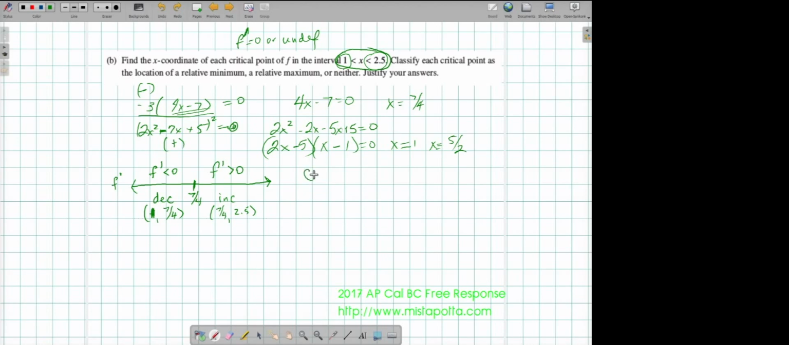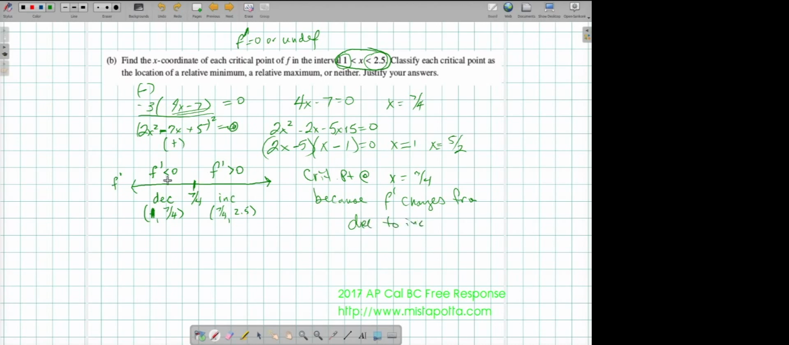So we have a critical point at x equals 7/4 because f prime changes from decreasing to increasing.